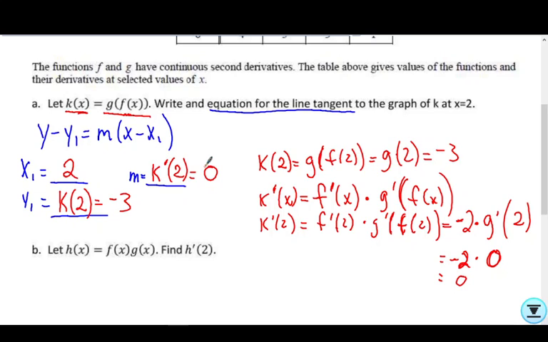And now we just plug in. Our tangent line equation is y minus negative 3 equals 0 times x minus 2, and that's your tangent line equation. Or if you simplify, the right side is going to be 0, therefore y equals negative 3.